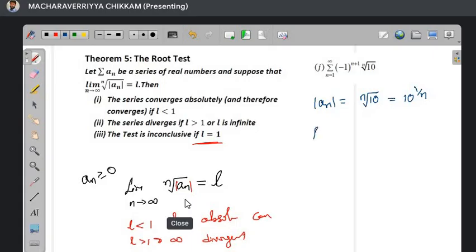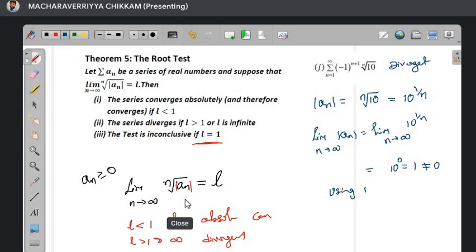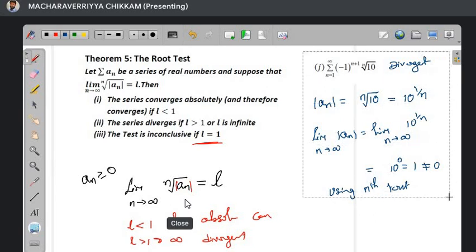We can actually do it directly using the nth term test. As n goes to infinity, the absolute value of a n, the limit as n goes to infinity, is like 10 to the power of 1 by n. It's like 10 to the power of 0, and it becomes 1, which is not equal to 0. Therefore, the given summation is divergent. We concluded this using the nth term test, not using the root test. Let me remove this part here, so as not to have confusion.